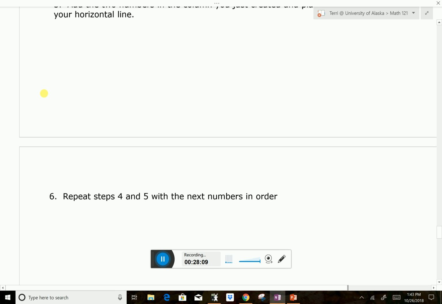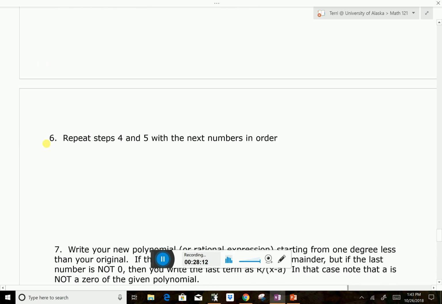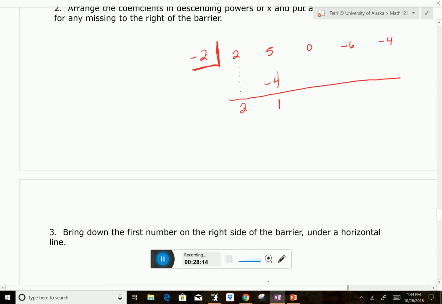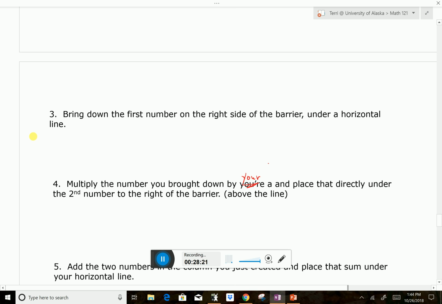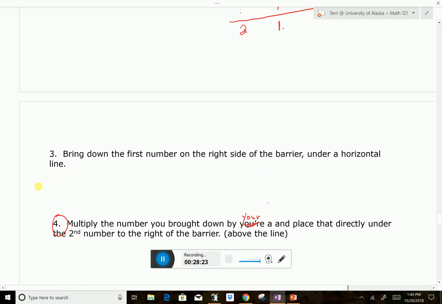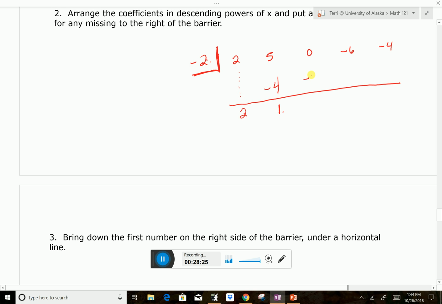Step 6: repeat steps 4 and 5 with the next numbers in order. So 1 times negative 2 is negative 2. 0 plus negative 2 is negative 2. Negative 2 times negative 2 is positive 4. We add going downward, negative 2. Another negative 2 times negative 2 is positive 4. Negative 4 plus 4 equals 0.